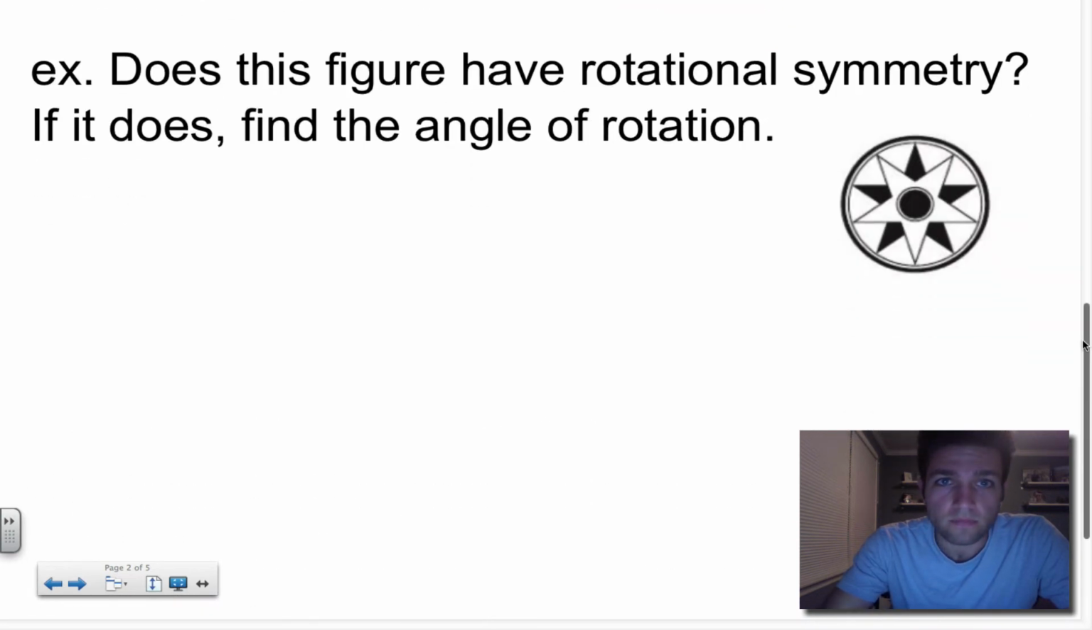Okay, so here's an example. Does this weird looking star circular figure have rotational symmetry? If it does, then find the angle of rotation. So it's actually easier than it looks to find out if this has rotational symmetry.